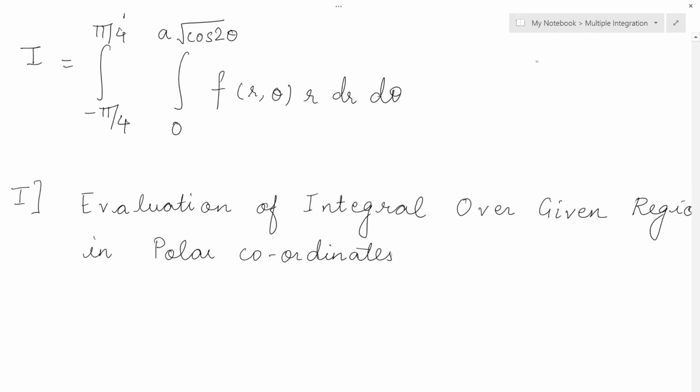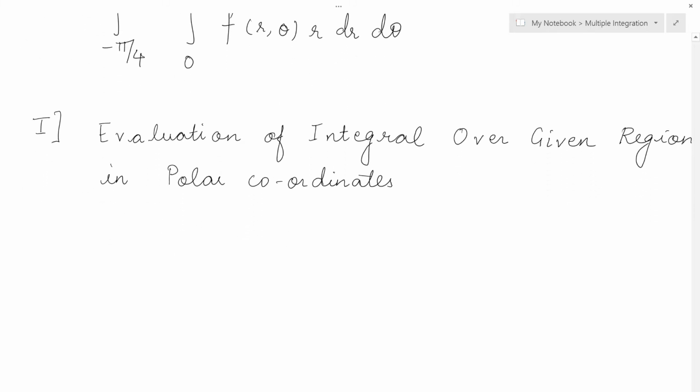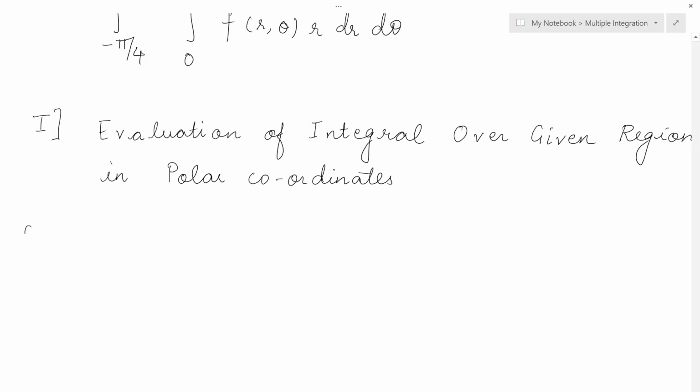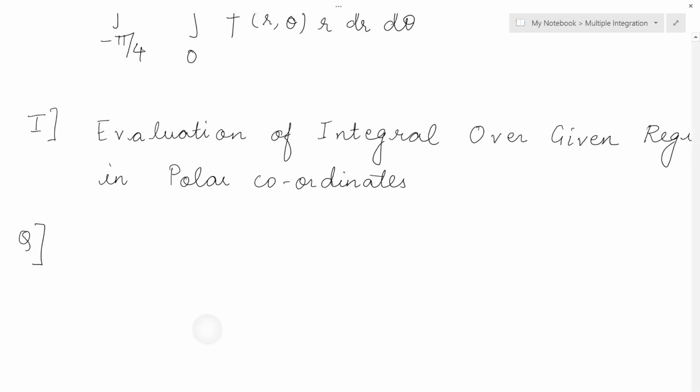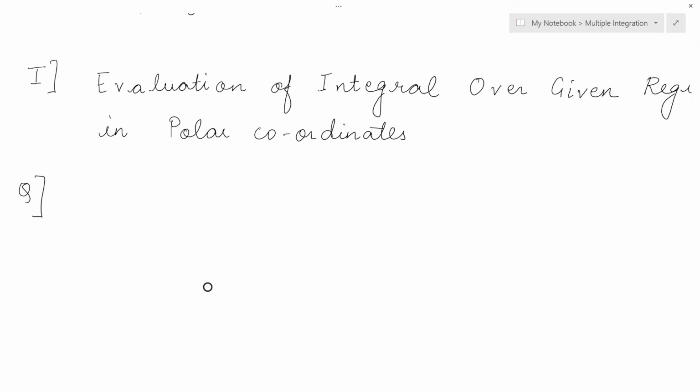Okay, so now we'll take some examples where polar coordinates are directly given and you have to evaluate, you have to find the limits of integration. As we saw how to find the limits of integration, that concept we will use, and you have to find the limits of integration and evaluate the integral. Okay, so let us take the first example.